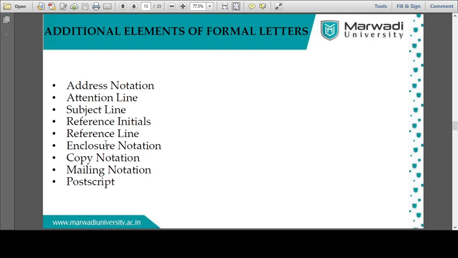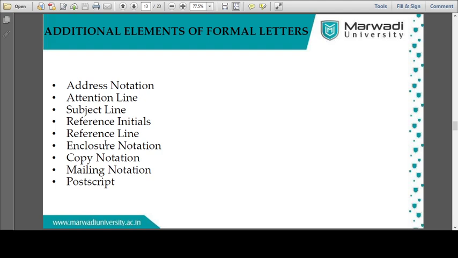Next one is postscript. A letter may also bear postscripts. That means an afterthought to the letter, to the message, that requires emphasis or personal notes. A postscript is usually the last item on any letter, and may be prefaced, for example, with PS, or you can write directly in capital letters, or nothing at all.